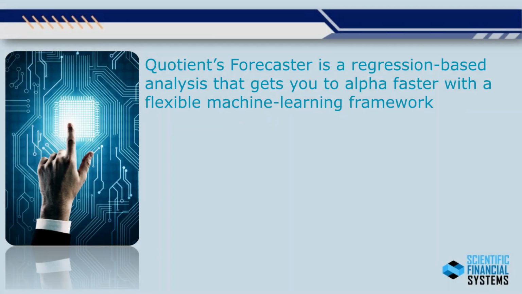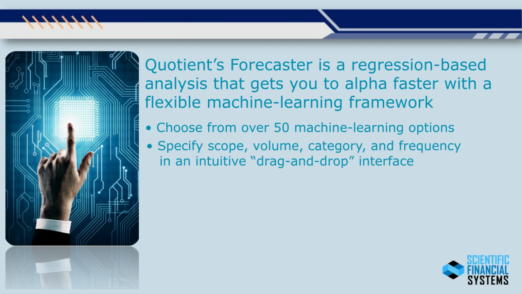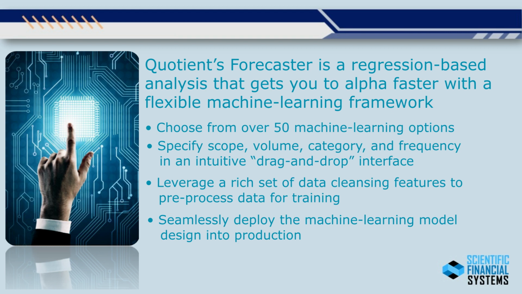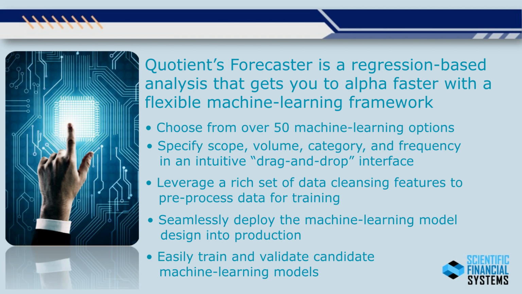Quotient's forecaster model presents a flexible machine learning framework that allows you to formulate security price prediction or classification solutions. It's similar to a backtester but uses regression-based analysis. You can choose from over 50 machine learning options, specify scope, volume, category, and frequency of the data within an intuitive drag-and-drop interface, leverage a rich set of data cleansing features to pre-process data for training, seamlessly deploy the machine learning model design into a production setting, and easily train and validate candidate machine learning models.